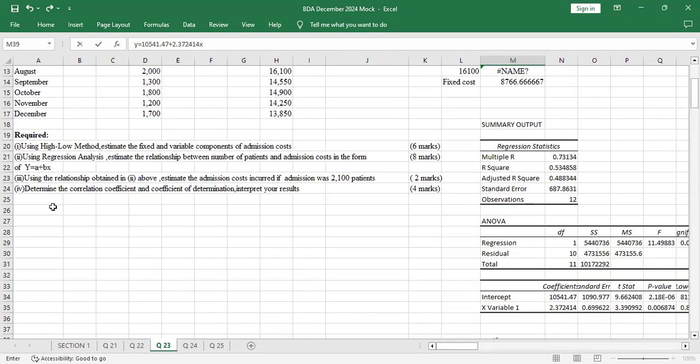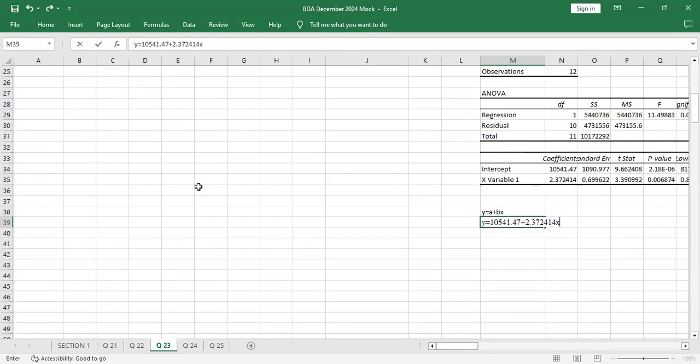Then Roman 3: using the relationship obtained in 2 above, estimate the admission cost incurred if the admission was 2,100 patients. So the patients that are admitted here now will be 2,100. This 2,100 is represented by x. So you want to get y when you are given x.